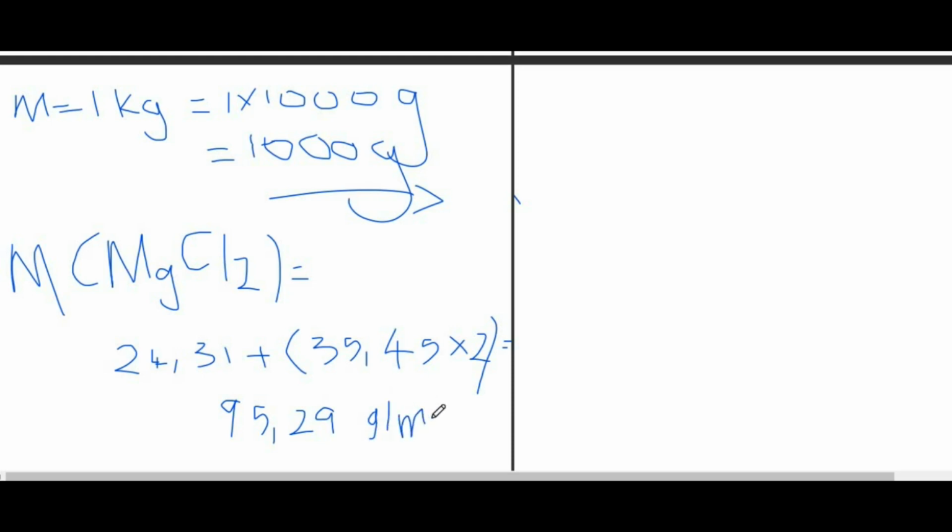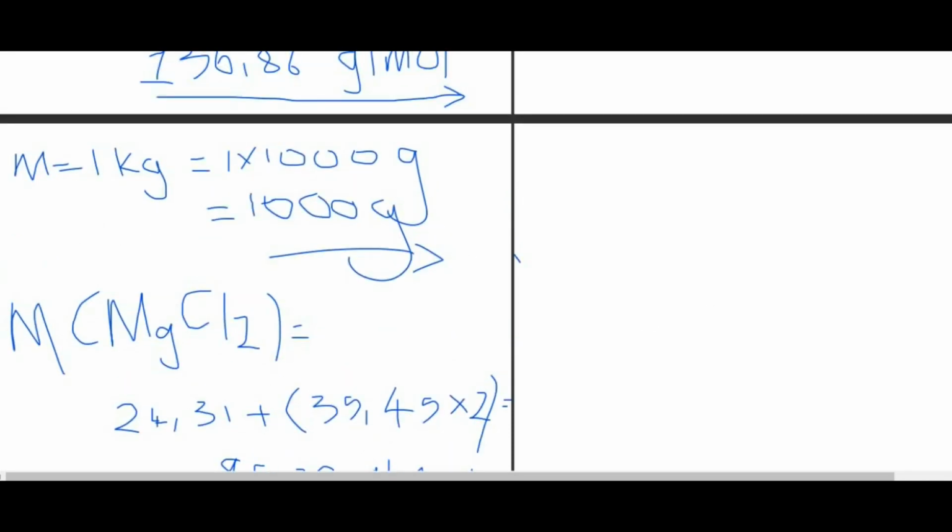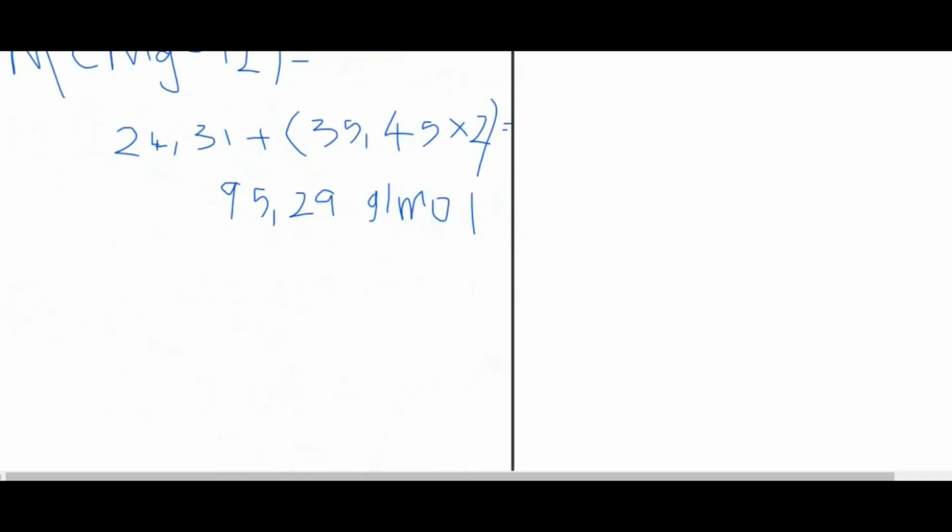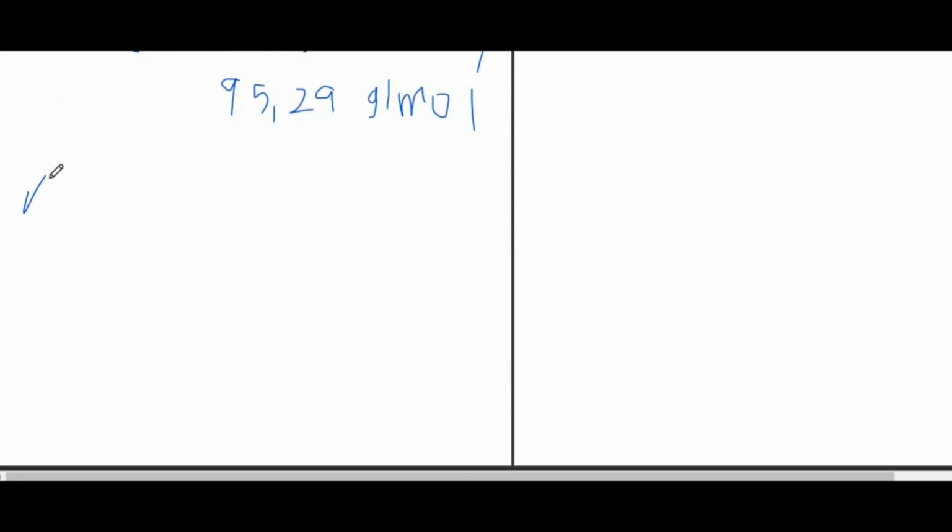But we are actually not done. What is it that we have to calculate? We actually have to calculate the number of moles. So if I have mass and I have molar mass, I can calculate the number of moles easily. And you know the number of moles is going to be equal to small letter m divided by big letter M that we just calculated. So it's going to be 1,000, so that's 1,000 there, divided by 95.21.